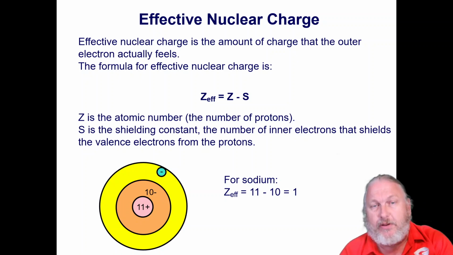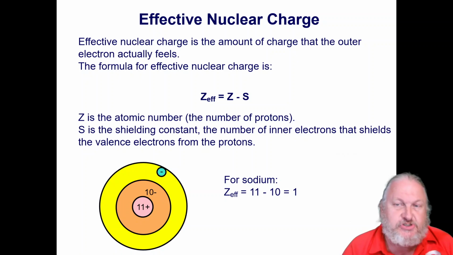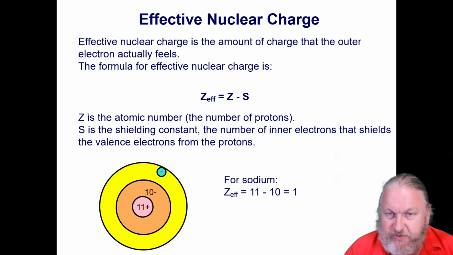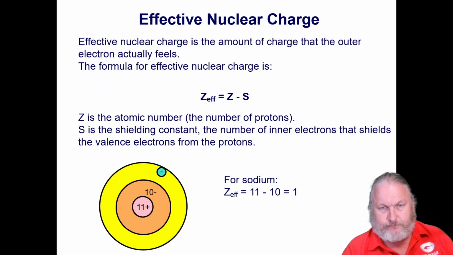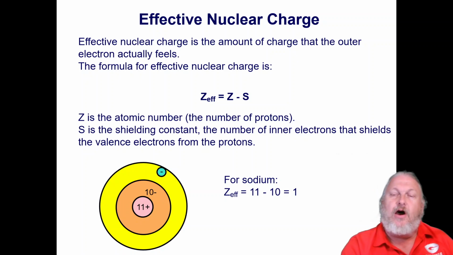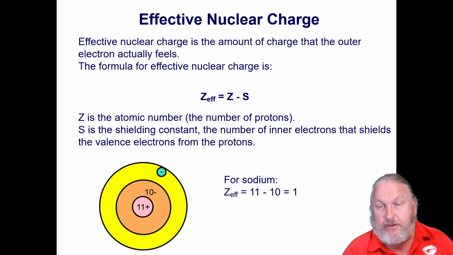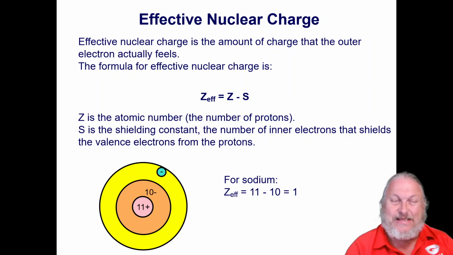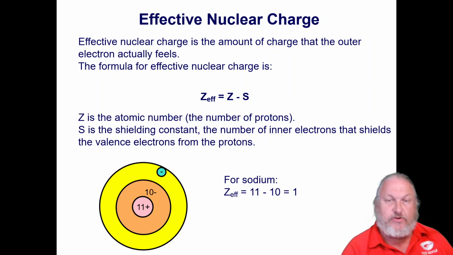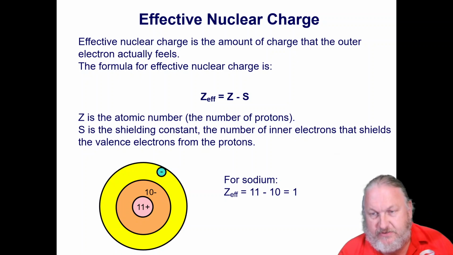So we can do a formula for this. The formula for the effective nuclear charge is Zeff equals Z, which, if you recall from that first unit, is the atomic number, which means the number of protons, minus S. S is the shielding constant, or the number of inner electrons that shield the valence electrons from the protons. So for sodium, the Zeff is 11, which is the atomic number, minus 10, the number of inner shell electrons, or the S, which equals positive 1.